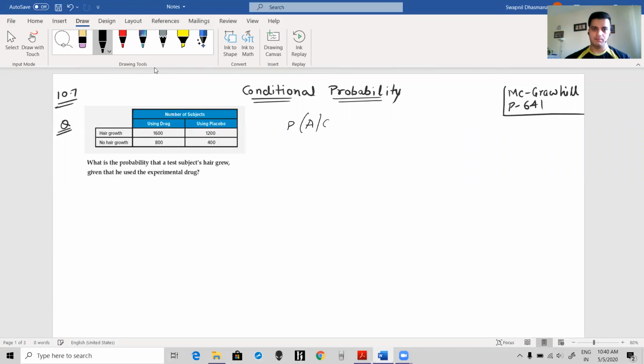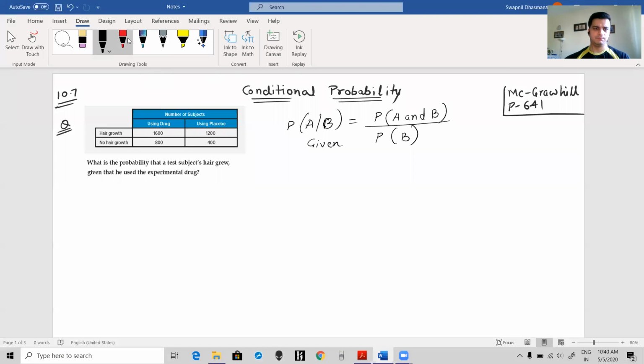Probability A given B. So we read it like given. And that rule says that it will be probability that A and B both happen, divided by probability that B happens. So let's have a look at the question to understand more.